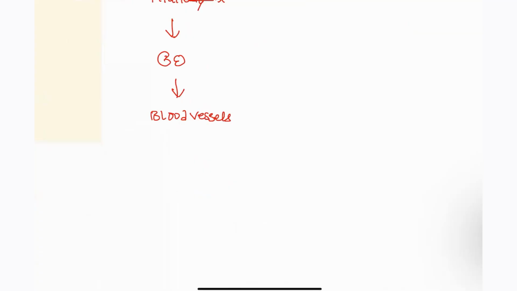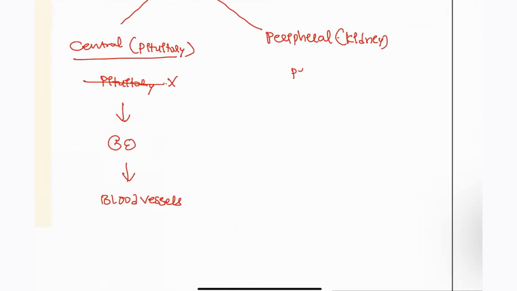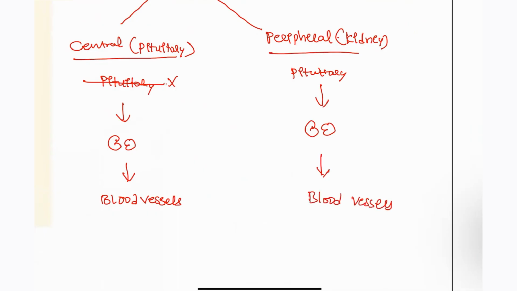Okay, next, peripheral. Here also the ADH is coming from the pituitary, then it is going to act on the kidneys, then the blood vessels, right? This is the pattern. What happened here? The pituitary is normal, but the kidneys are dysfunctional. So the problem is in the kidneys.